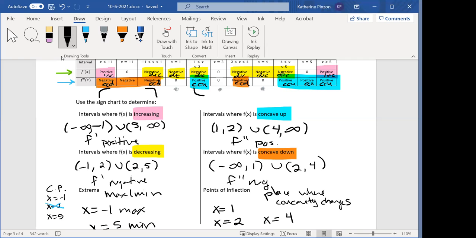Okay. Here I am from 2 to 4. What's happening from 2 to 4? Okay, now. Concave down and decreasing. What do I look like if I'm concave down and decreasing?